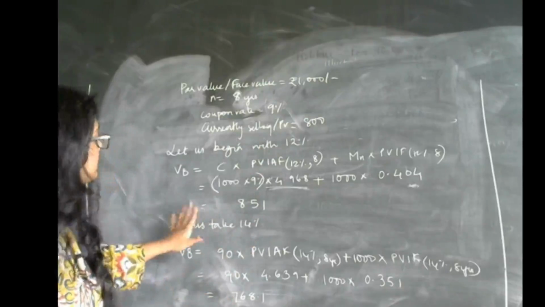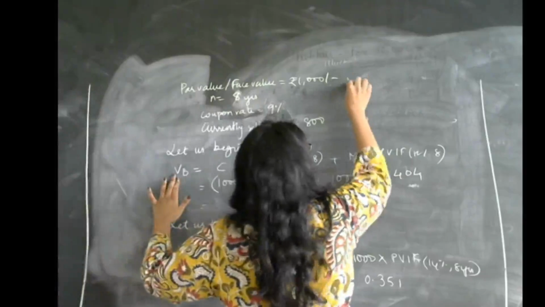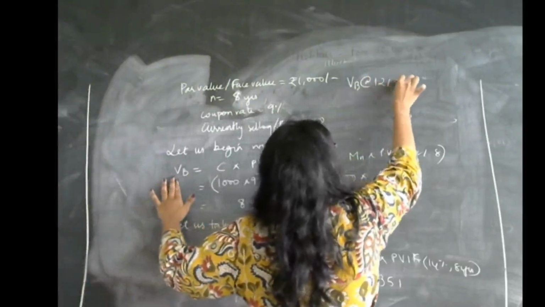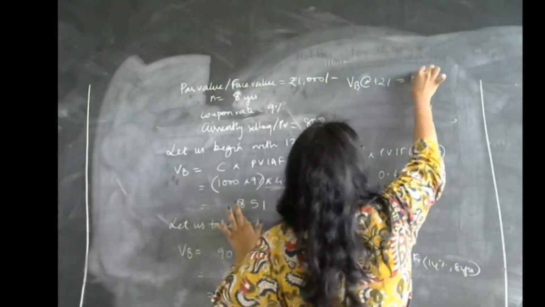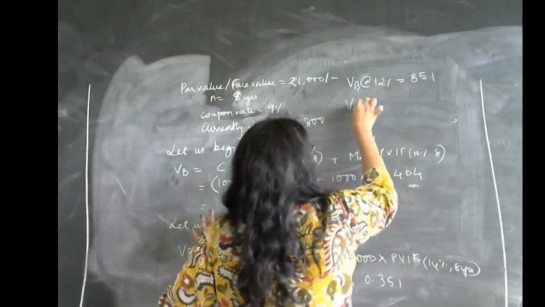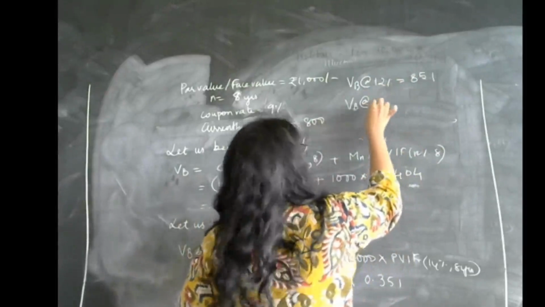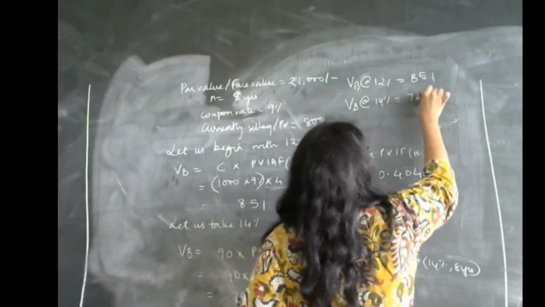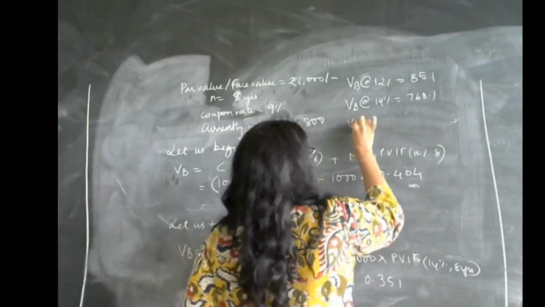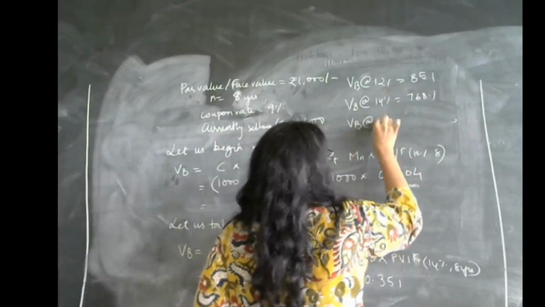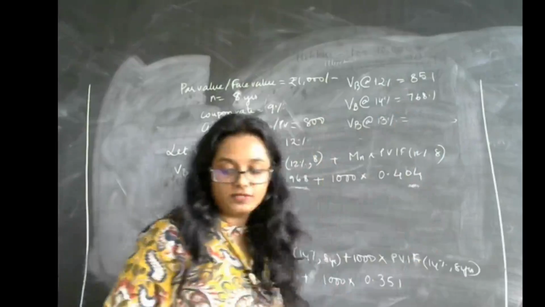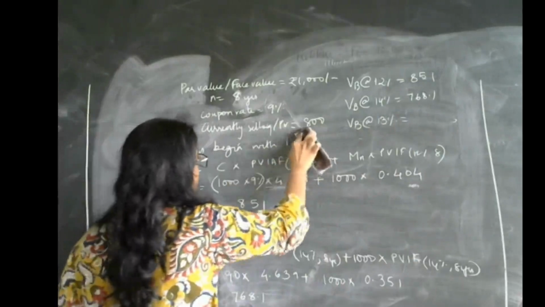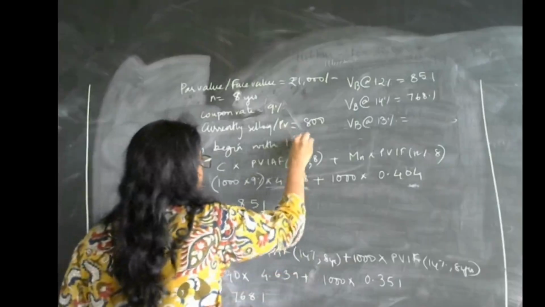Let us write down the values that we have got first. Value of bond at 12% we got as 851. Value of bond at 14% we got as 768.1. Now value of bond at 13%, let us see how much we are getting.